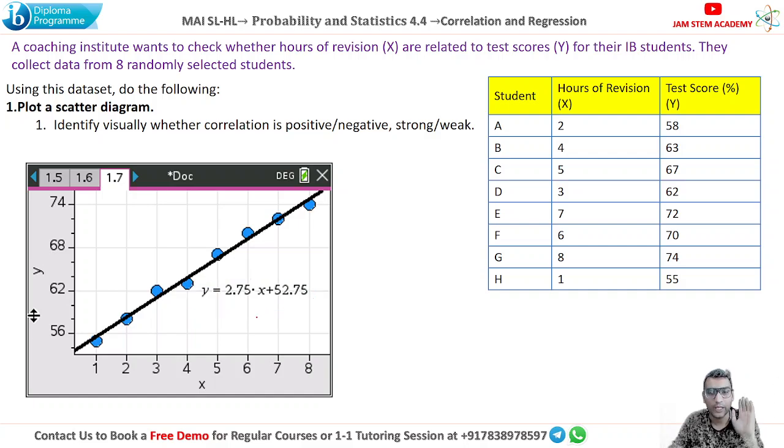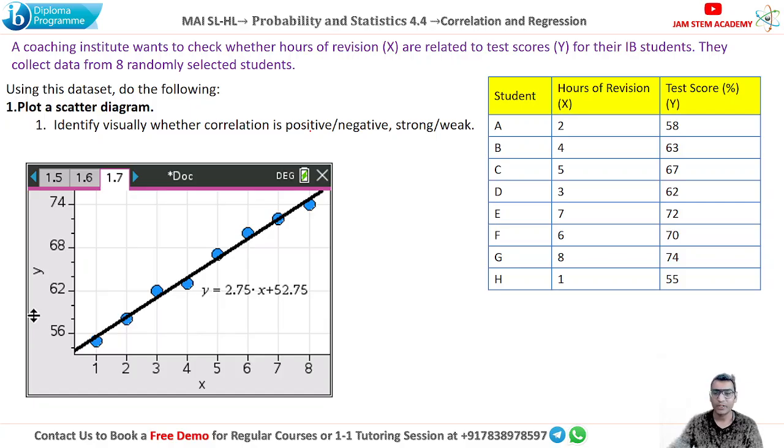Y equal to mx plus b, like this. Here m is the slope or gradient, and b is the y-intercept. And now we know it is a strong positive correlation.